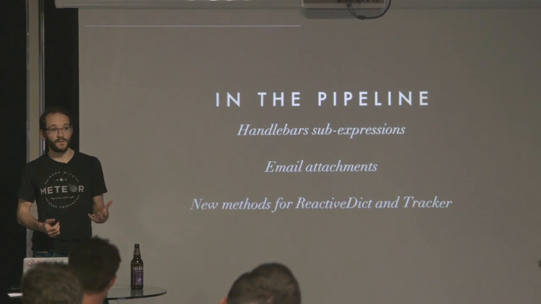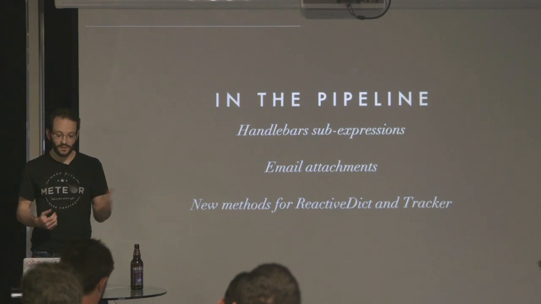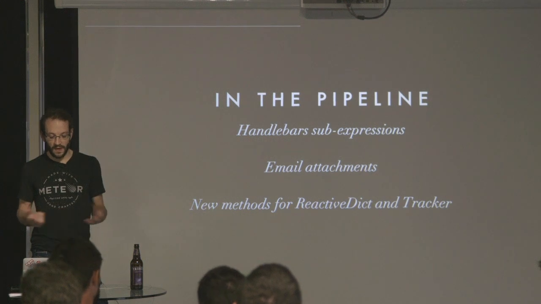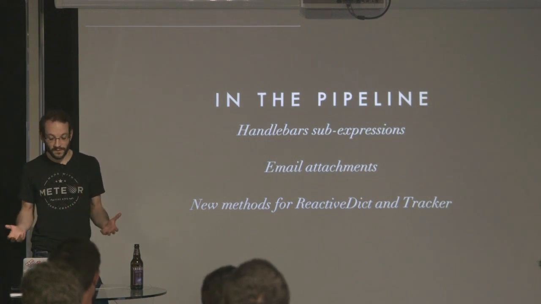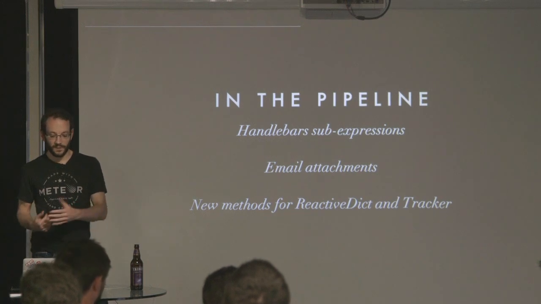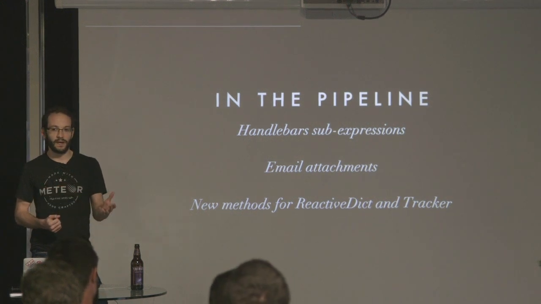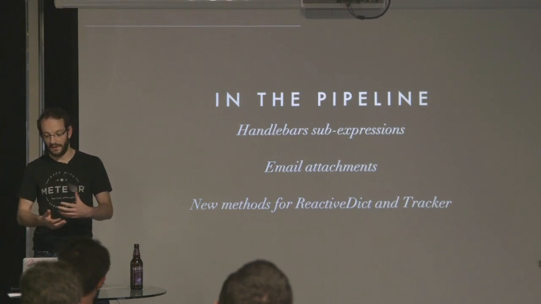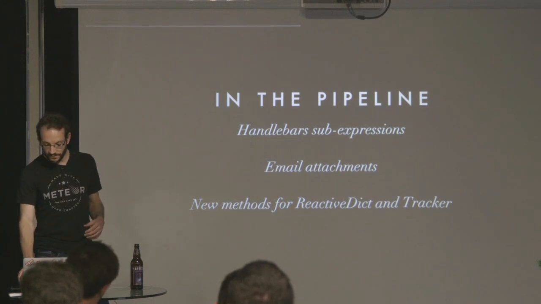The ability to send attachments through Meteor's own email package is obviously very useful if that's something you want to do. You obviously can do it through other NPM packages, but using the official Meteor package will be nice and easy. And there are some new methods for ReactiveDict and Tracker, which people familiar with Meteor will know well. ReactiveDict is going to have all and clear methods, so you can get rid of everything in the dictionary, or you can just get everything that's in the dictionary out as a JSON object nice and easy, and it will save you writing some boilerplate code yourself. So that's just in the pipeline.